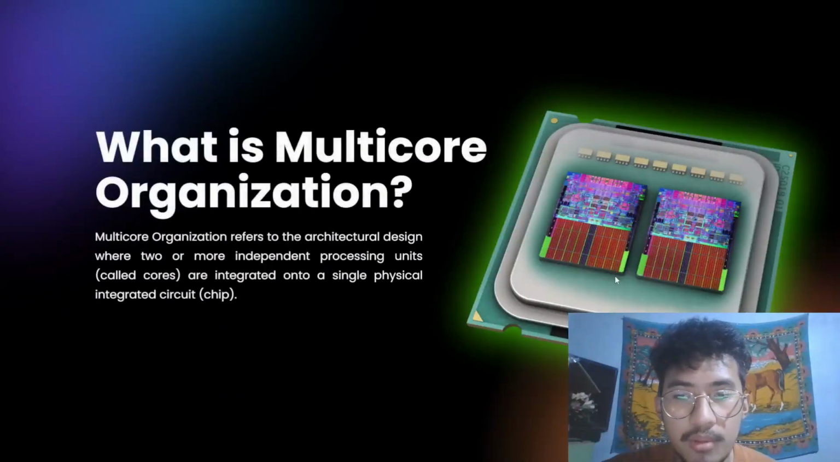So before we dive into specific models, we need to define our subject. Multi-core organization refers to an architectural design where two or more independent processing units, which we call cores, are integrated onto a single physical integrated circuit or chip. Rather than just making a single processor faster, which creates excessive heat, this organization allows us to arrange multiple processors to work in parallel on the same piece of silicon or device.